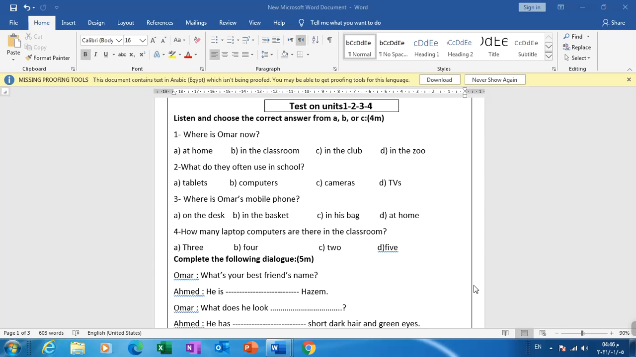When we answer the question of listening, we should read the questions 1, 2, 3, and 4 at first and listen to the listening that I will say, then you can choose. Okay? Number 1. Where is Omar now? What do they often use in school? Number 3. Where is Omar's mobile phone? Number 4. How many laptop computers are there in the classroom? You will listen and try to answer.